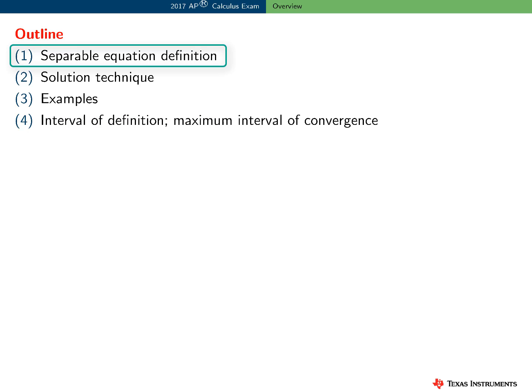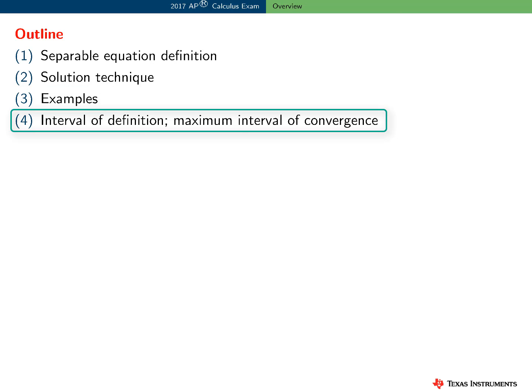Here's an outline of the information presented in this video. I'll start by reviewing the definition of a separable equation, and then I'll discuss the general solution technique for this type of differential equation. And I'll present several examples, typical AP Calculus type problems that involve separable equations. And finally, I want to make sure I discuss the absolute value notation when there is an antiderivative that involves a natural logarithm. This topic is related to the interval of definition, or sometimes called the maximum interval of convergence.